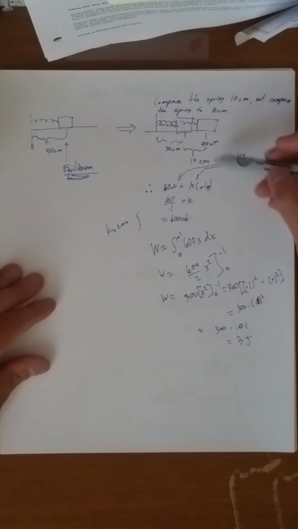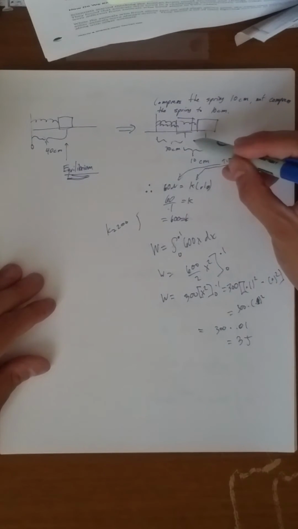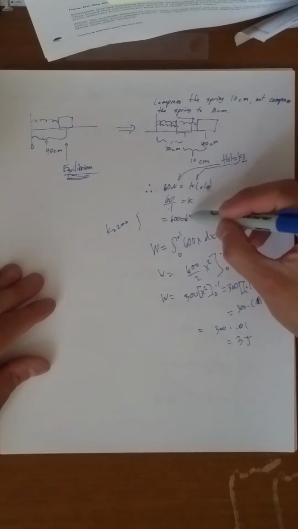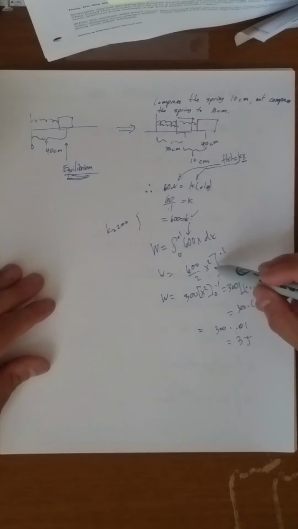Let's just make sure that all of this makes sense. Why is this one 0.1? Because we're moving it 10 centimeters from equilibrium. So it's the distance from equilibrium. We solve for k, put the k in here, anti-differentiate with respect to x, and plug in our limits of integration. Over here, we get 0.1 squared, which is 0.01. Multiplying that value by 300, we should get 3 joules.